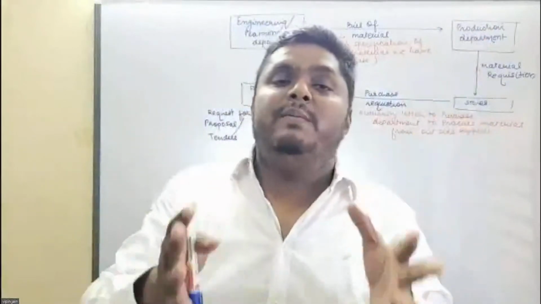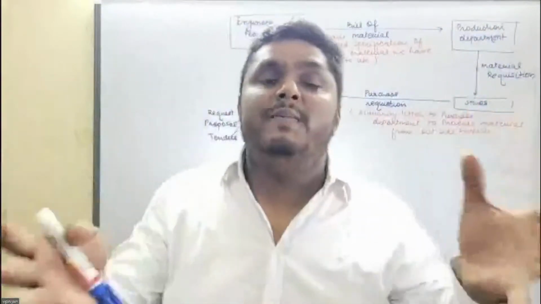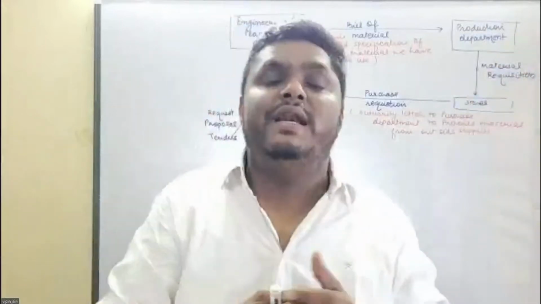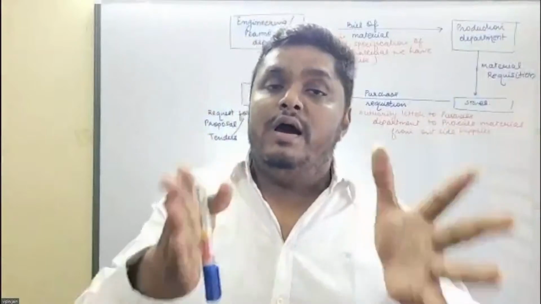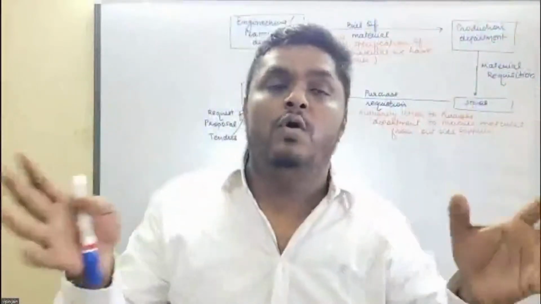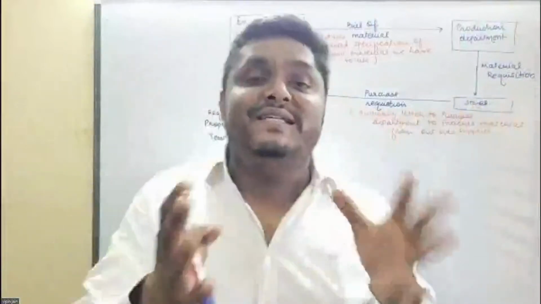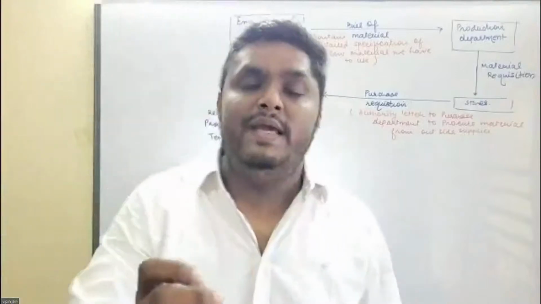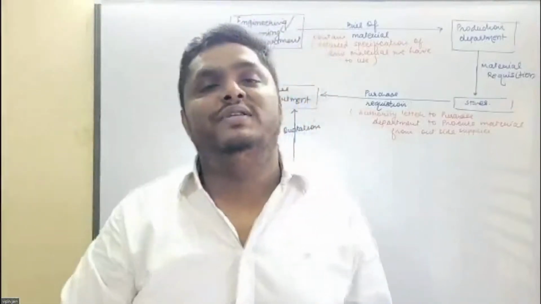Now, production department will approach whom? Stores department ki bhai hamari ye requirement aayi hai. But in writing, they issue material requisition, request for material. Agar stores department ke paas hoga, they will supply to the production department. But if no, they will issue purchase requisition to the purchase department. Ki bhai, please procure the material from the outside supplier.